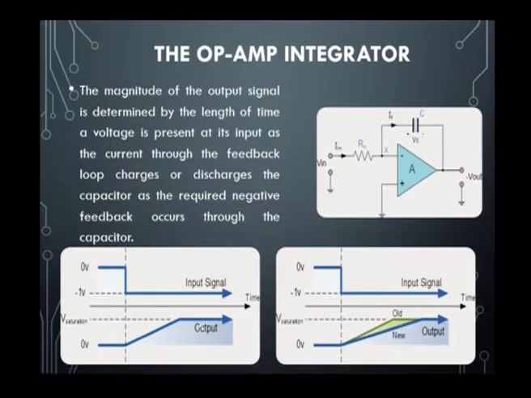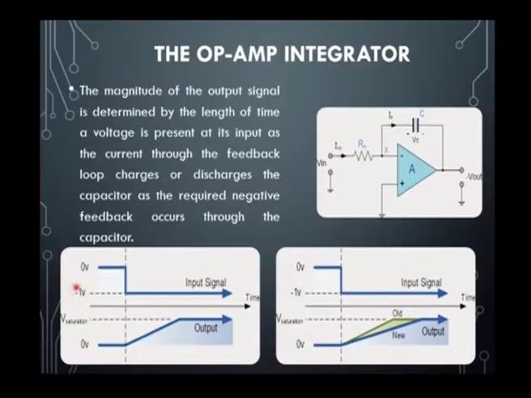Very first we consider the op-amp integrator. The op-amp integrator circuit is as shown in the figure, where the feedback is different. This is the main thing we can observe from the figure: the feedback is a capacitor, not a resistor as in the previous case. So this acts as an integrator, with a capacitor in the feedback.